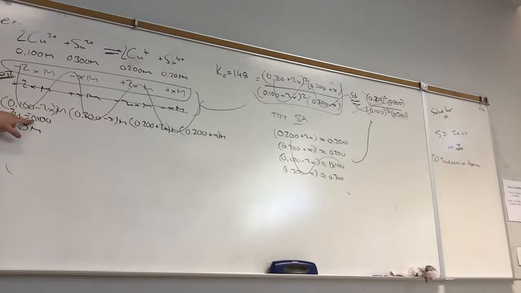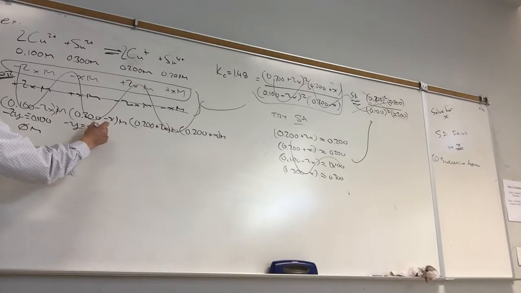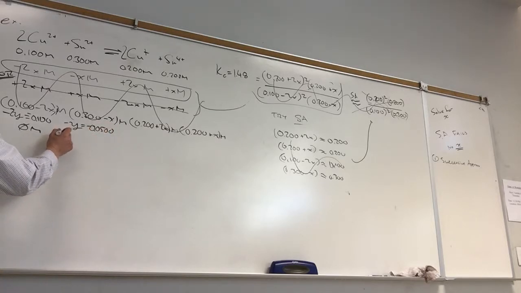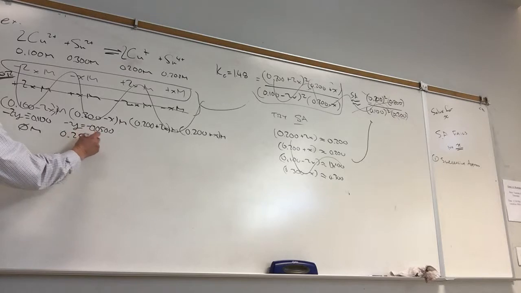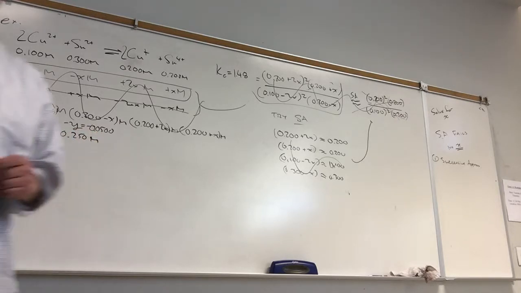So if we can consume 0.100 copper, how much tin do we consume? This is going to be minus y. And so y is half of it, right? This is minus 0.050. And so we end up with 0.250, etc. We're out of time, so we'll continue this next time.